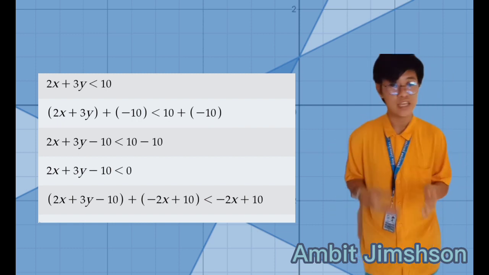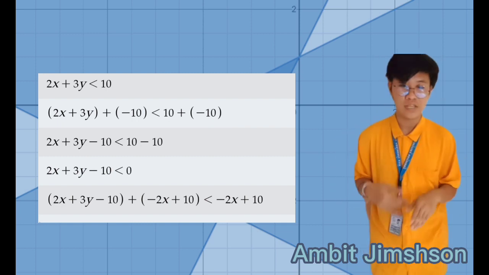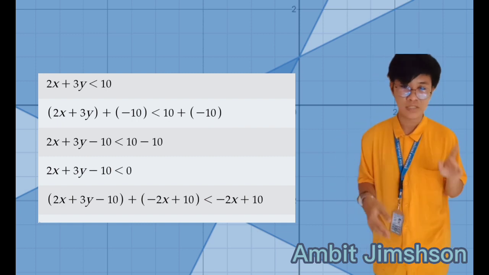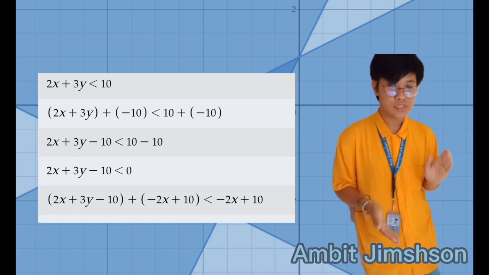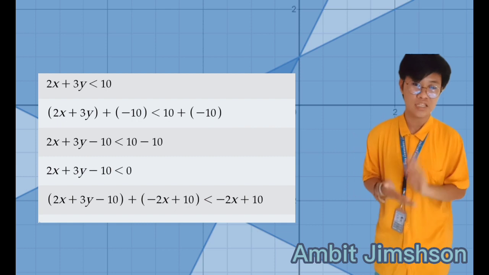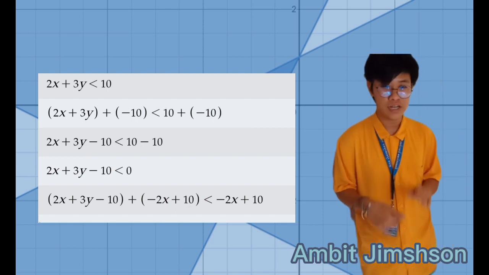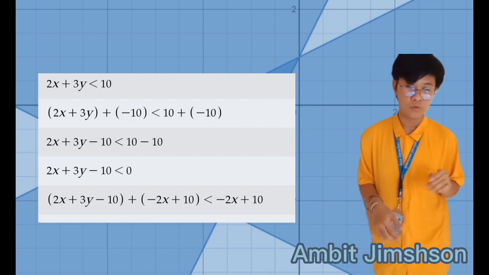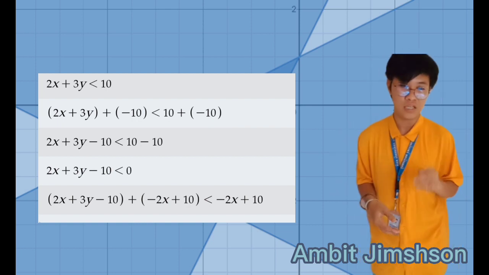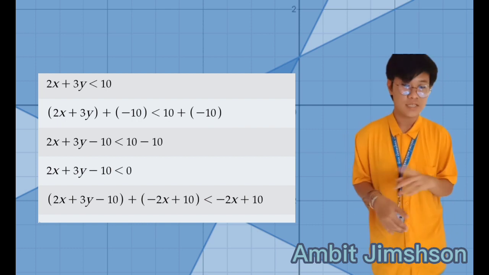Next, we choose a test point that does not lie on the line. For simplicity, let's use the origin as the test point. We substitute those coordinates into the inequality. So 2 times 0 plus 3 times 0 is less than 10.